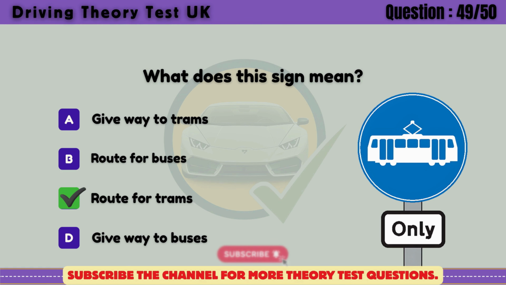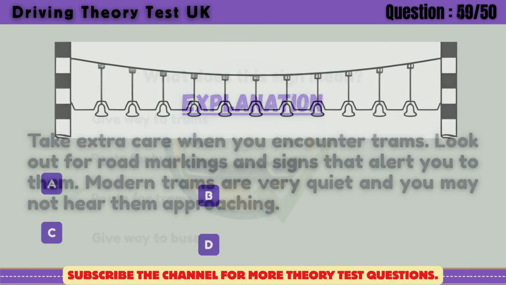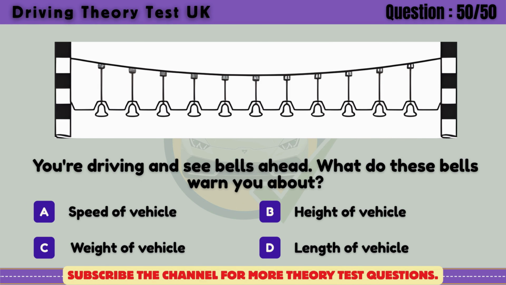Answer is C. Route for trams. Take extra care when you encounter trams. Look out for road markings and signs that alert you to them. Modern trams are very quiet and you may not hear them approaching. Question 50. You're driving and see bells ahead. What do these bells warn you about?